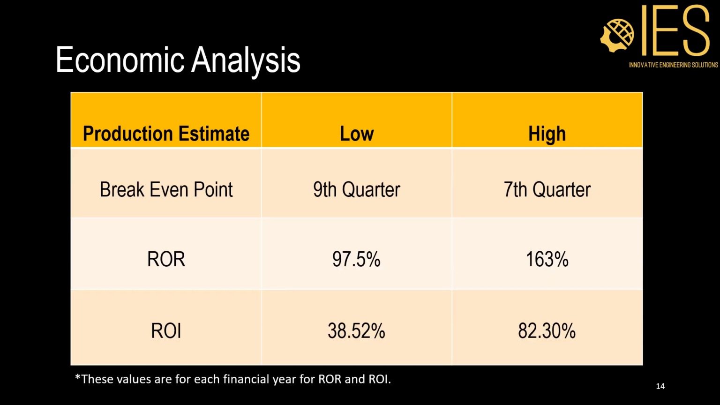The differences between the low and high production estimates is shown in this table. As you can see, the break-even point for the low estimate will happen 2 quarters later than the high, in the 9th quarter. The rate of return is 97.5% for the low estimate and 163% for the high, and the return on investment is 38% for the low and much higher, 82% for the high.